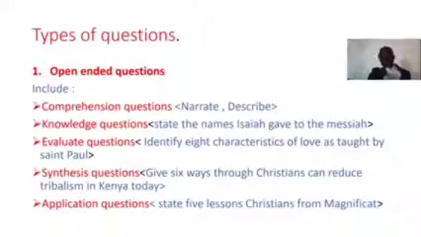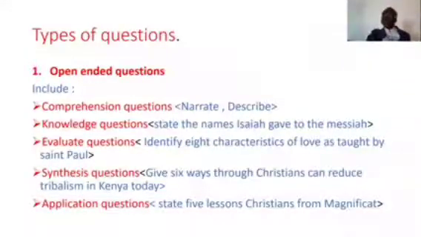In the type of questions, I will only talk about two. In CRE, we have open-ended questions and closed-ended questions. And we also sometimes have people call them restricted and non-restricted.